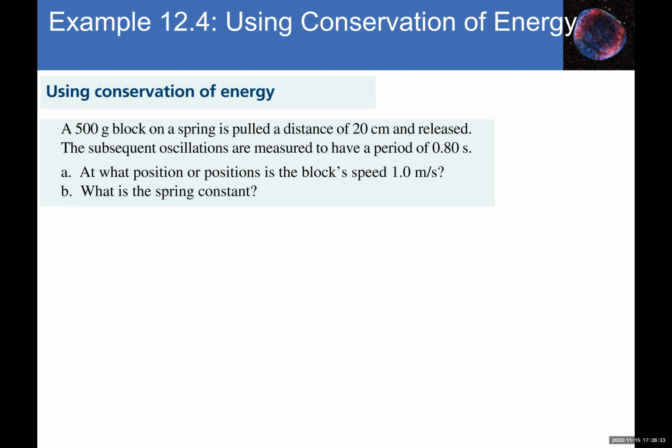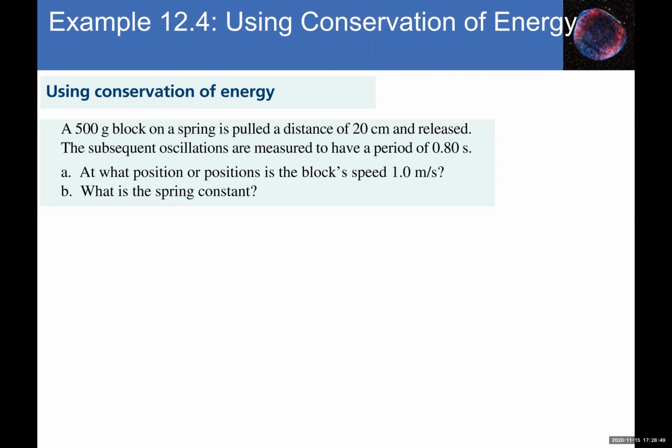That's another thing you can do. All right, so let's look at this example, using conservation of energy. We're going to take a 500-gram block and a spring that is pulled a distance of 20 centimeters and released. The subsequent oscillations are measured to have a period of 0.8 seconds. At what position or positions is the block's speed 1 meter per second? And what is the spring constant?